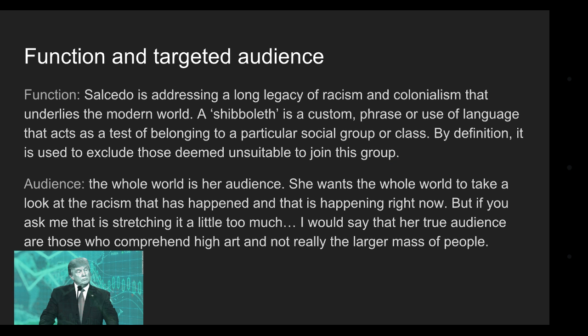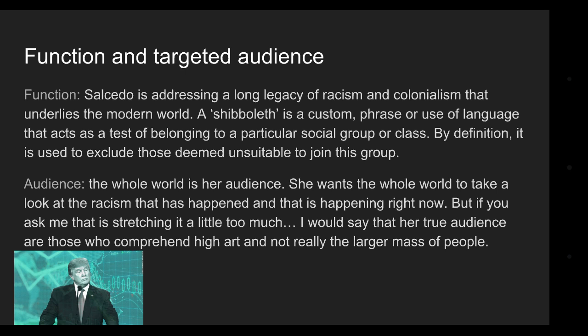Function and targeted audience. The function is that Salcedo is addressing a long legacy of racism and colonialism that underlies the modern world. A shibboleth is a custom phrase or use of language that acts as a test of belonging to a particular social group or class. By definition, it is used to exclude those deemed unsuitable to join this group. So yeah, technically that's what its name means.